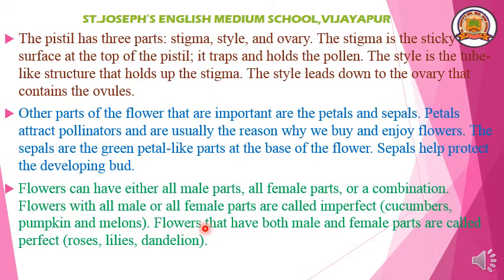Whereas some flowers have both male and female parts, they are called perfect flowers. Examples of this are rose, lilies and dandelion. Even the hibiscus we just studied. All these are examples of perfect flowers.